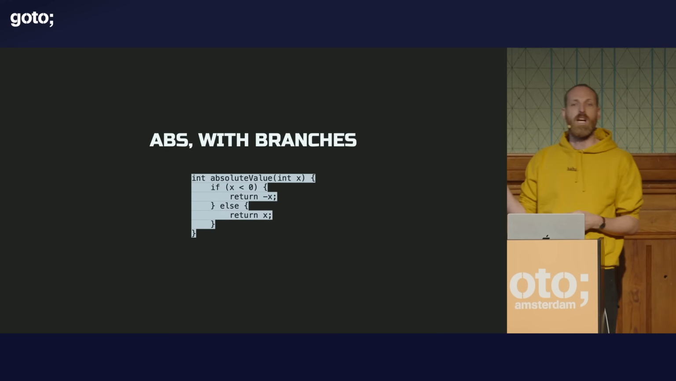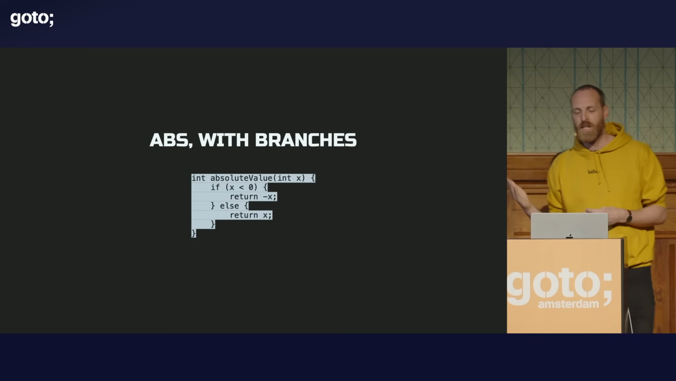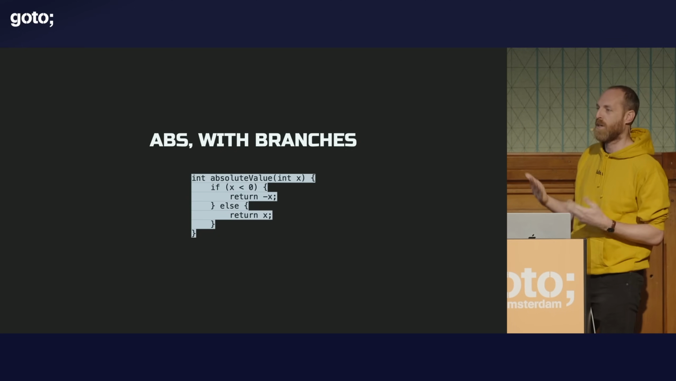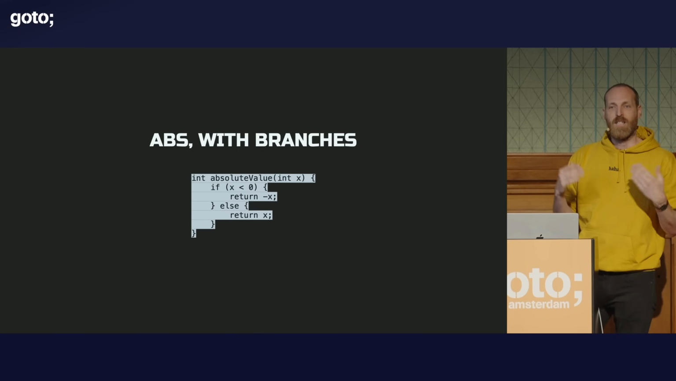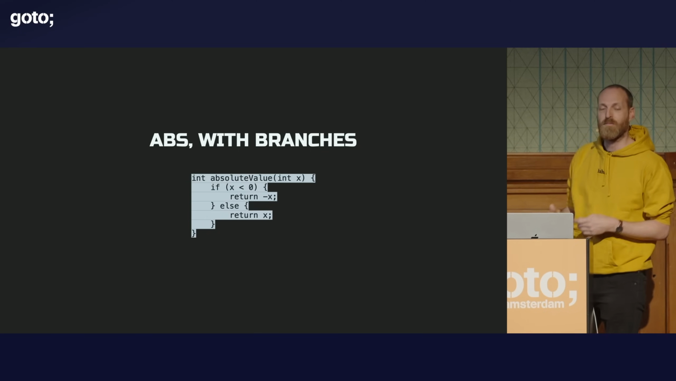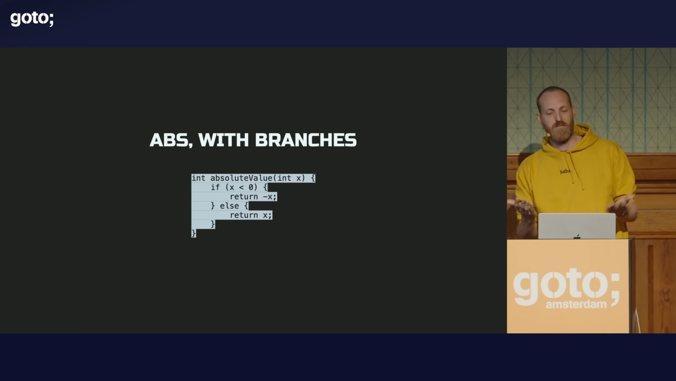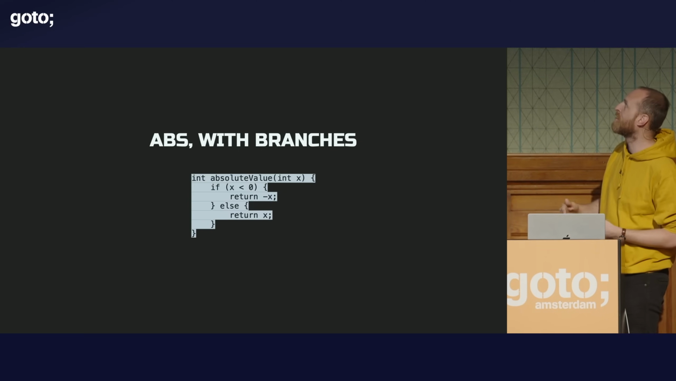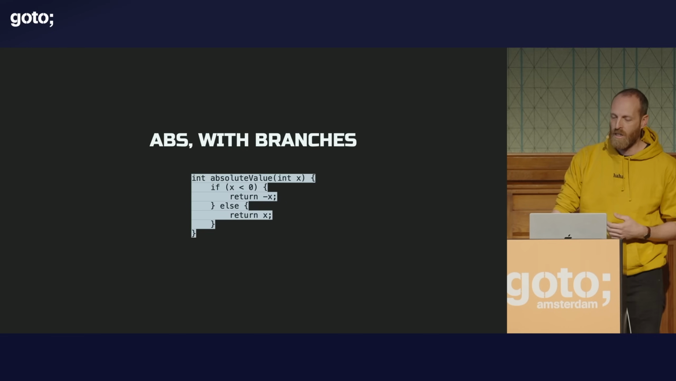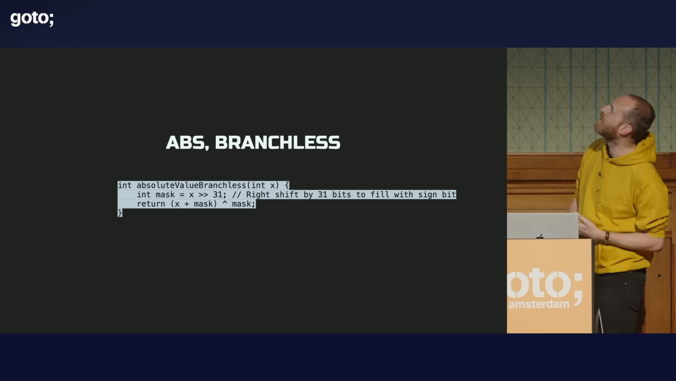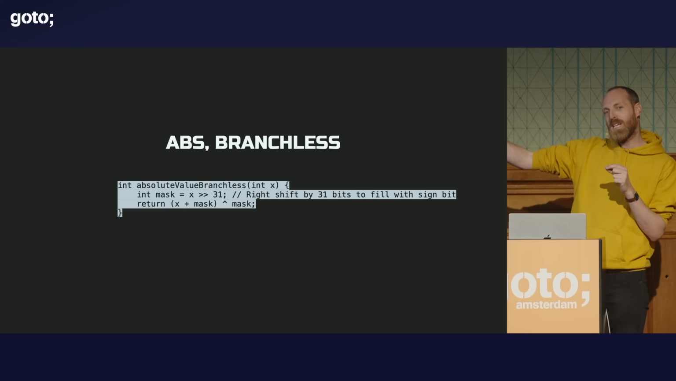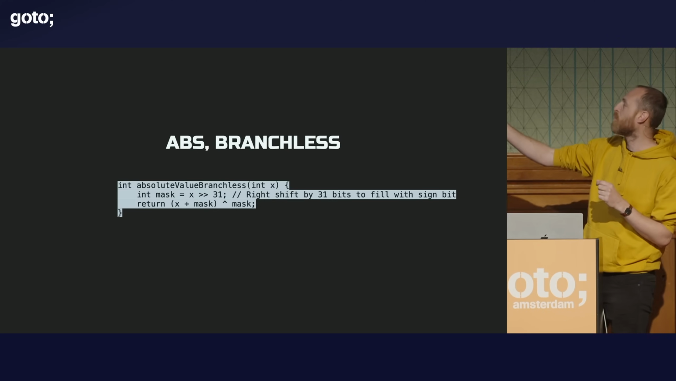This is a very simple absolute value function. If x is smaller than 0, return negative x, otherwise return x. If the CPU encounters this, a branch, it will need to either take a guess or wait until it knows the result and then can continue. But if you do it like this, where you say, I've got this x value, and there's one bit at the end which says if it is negative or positive.